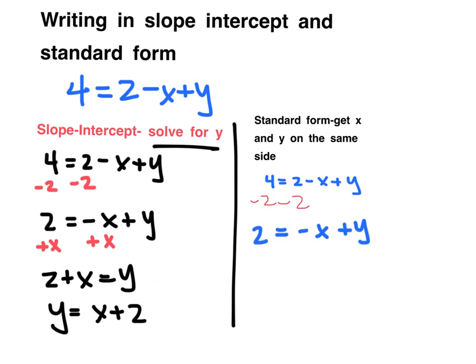Typically, whenever you have something in standard form, you don't want that leading coefficient on the x to be negative. So we're going to change the sign of everything by multiplying everything by -1. So this would be -2 is equal to x minus y. And just to make it look nice and clean, we'll just swap sides. x minus y is equal to -2. And now we've changed it into standard form. And that's going to be all for this lesson.